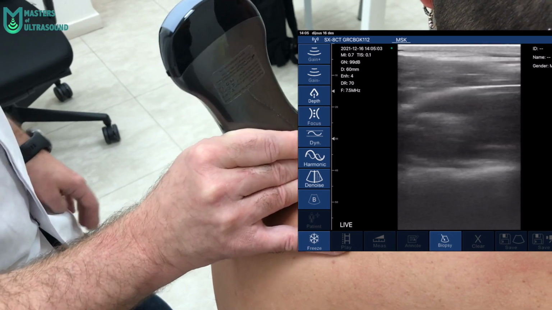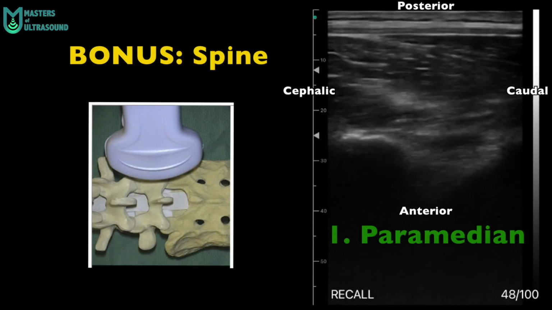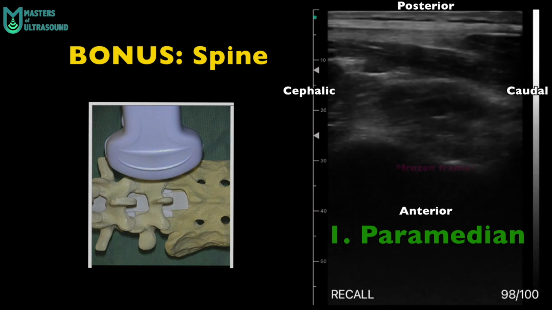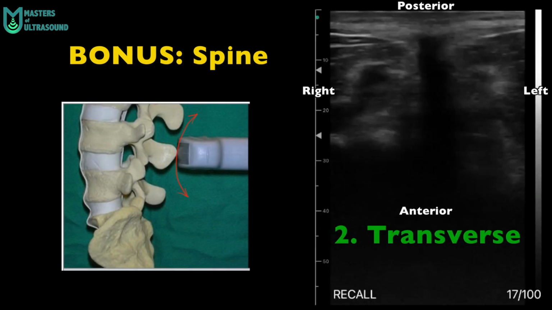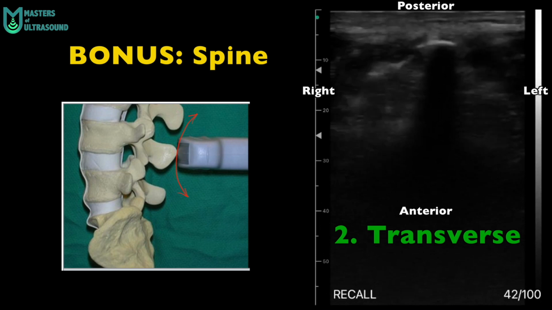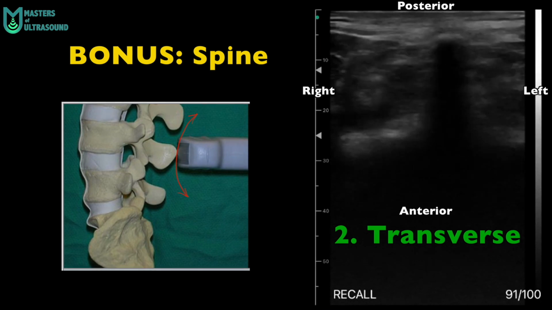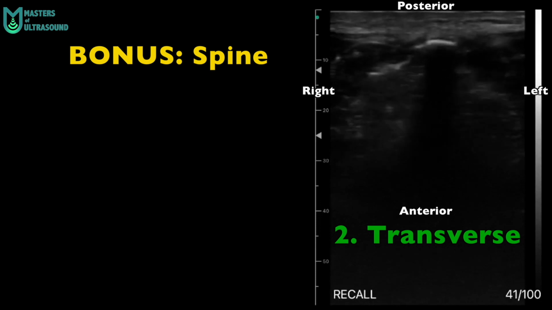And given that some anesthesiologists asked for back images, here you have a paramedian view of the lumbar spine. Here it's a frozen image. And now a transverse view, approximately L4 level, for those of you interested in regional blocks, analgesia, or whatever.